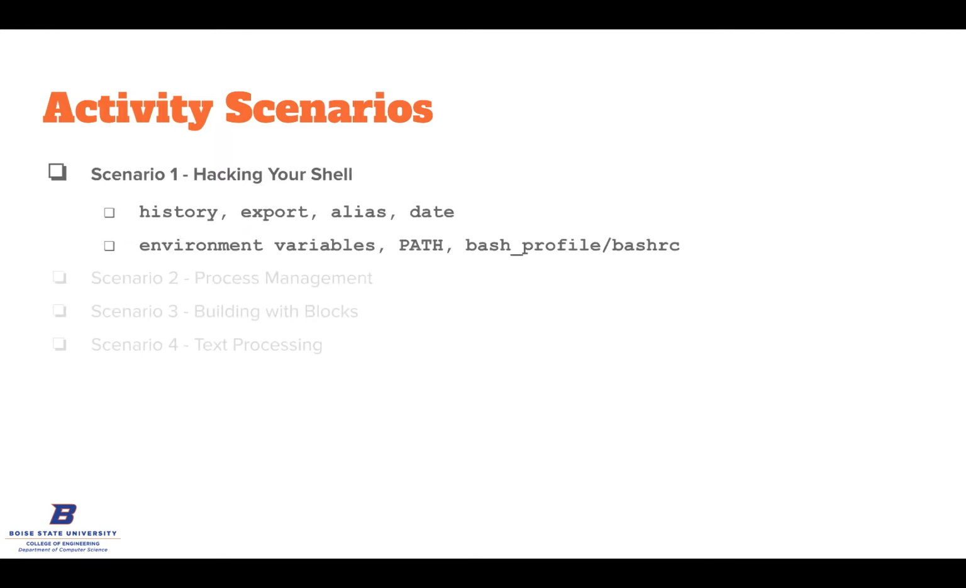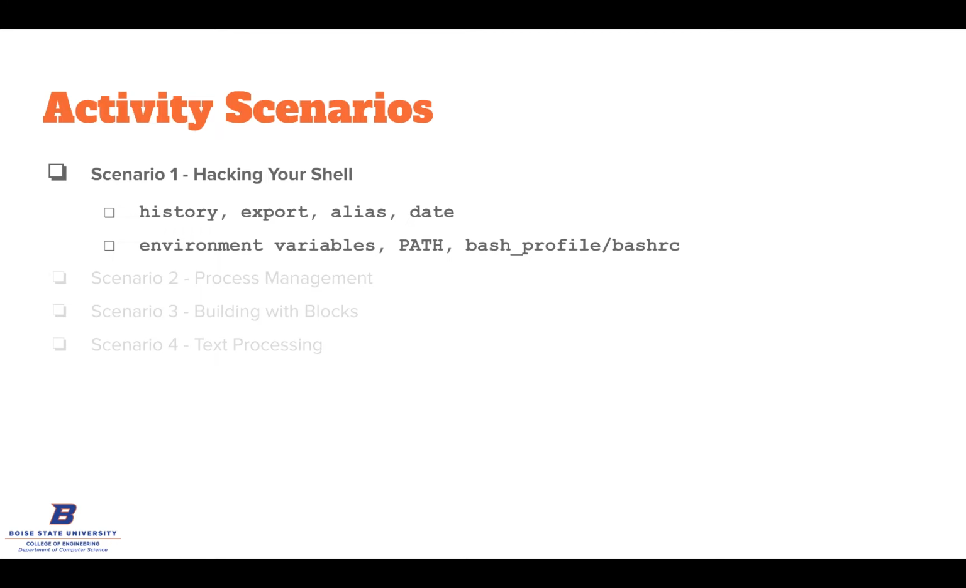Scenario 1, Hacking Your Shell. In this scenario, you're going to learn how to customize the shell and learn more about environment variables that are going to be used in your shell. So the commands that you're going to get experience with are the history command, which keeps track of your history of commands that you've executed within the shell. The export command will set an environment variable.